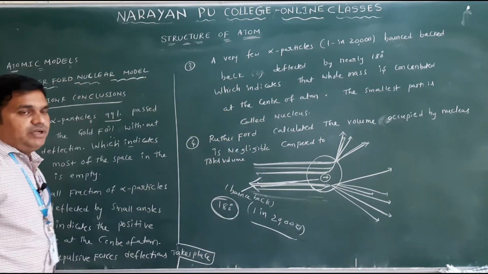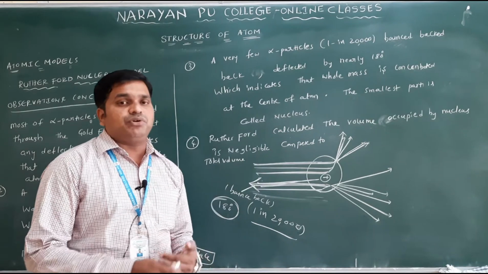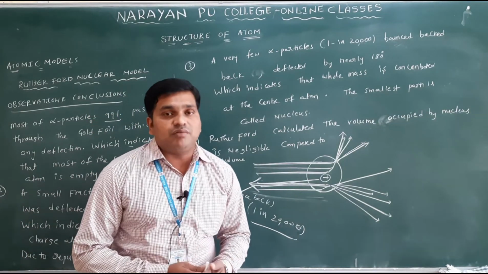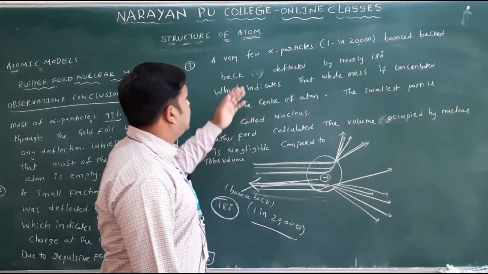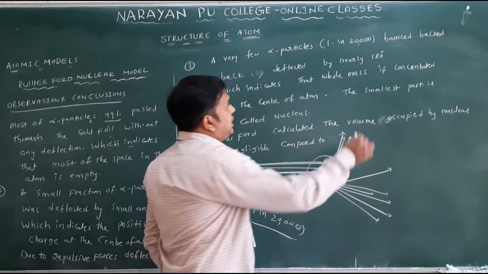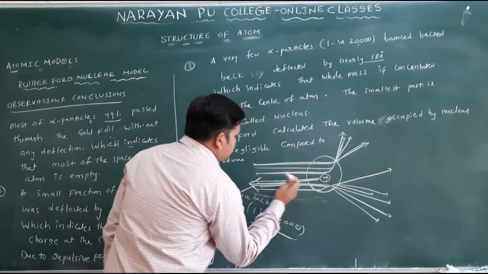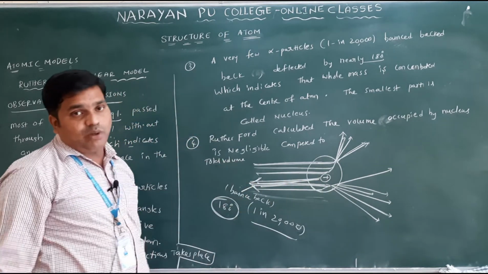See the third point we have: a few of the alpha particles. Suppose you want to send 20,000 alpha particles. Out of those 20,000 alpha particles, only one alpha particle bounced back, deflected by nearly how much angle? 180 degrees. Imagine it is 1 in 20,000.